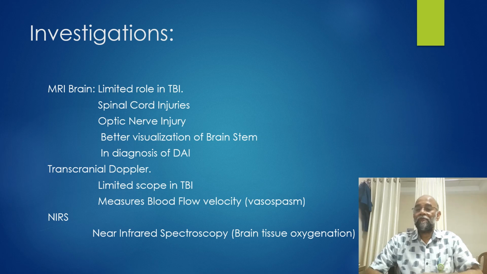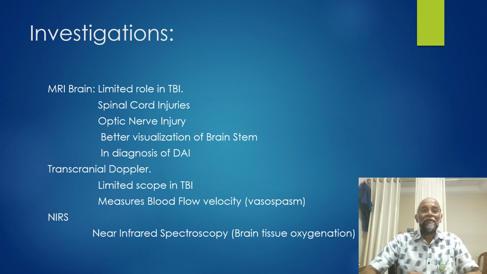Transcranial Doppler has got more of a role in aneurysmal subarachnoid hemorrhage with a limited scope in TBI, traumatic brain injury. It basically is used to measure the blood flow velocity, which is increased when there is vasospasm. Near-infrared spectroscopy is being evolved. However, the localization is not very good as to which area is hypoxic. And here, correlation, CT, NIRS, co-registration can help in better localization of hypoxic regions.